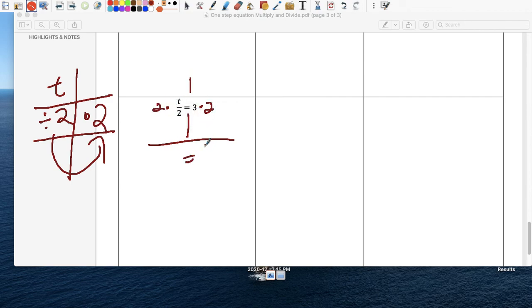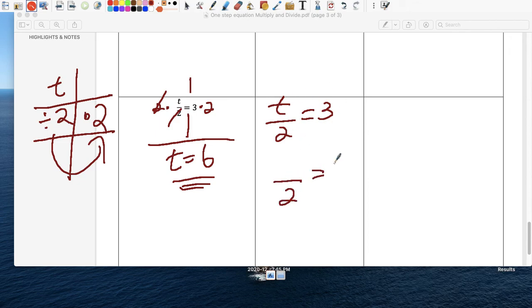3 times 2 is easy, 6. Here, that 2 and that 2 simplify to 1. And 1 times t is just t. That's my answer. What's the value of t? 6. Let's check, make sure it's right. So t divided by 2 equals 3 is my original equation. I'm going to leave everything, remove the t, and instead of the letter t, I'm going to put the number 6. 6 divided by 2 is 3, which equals 3 on the other side.